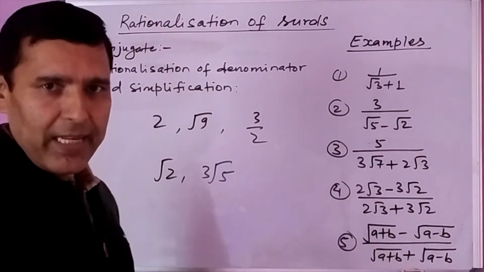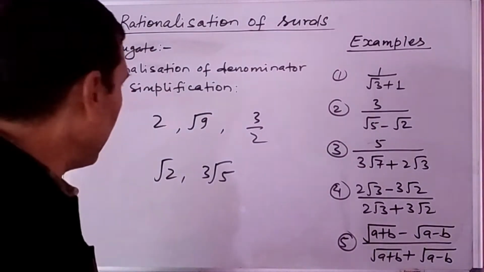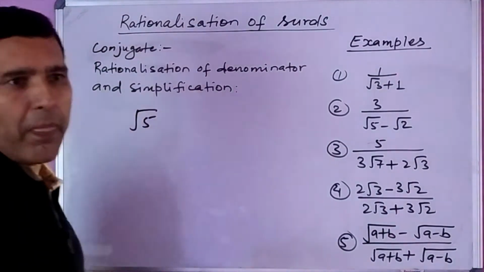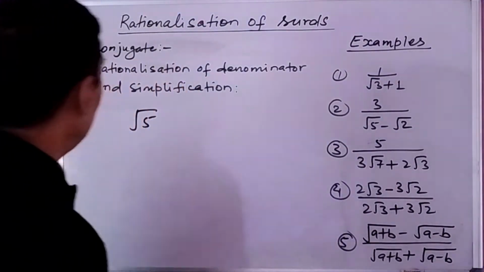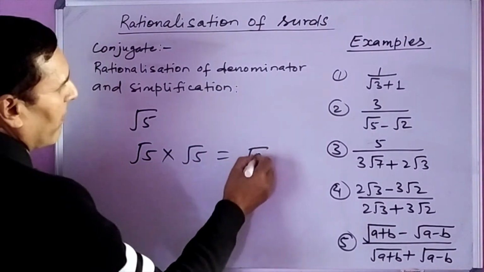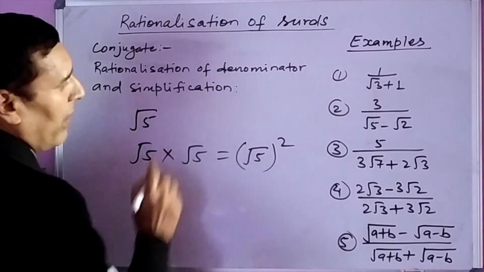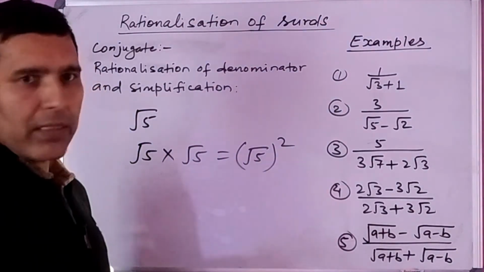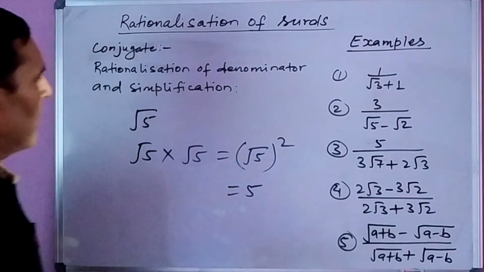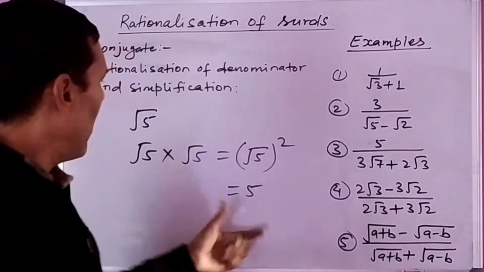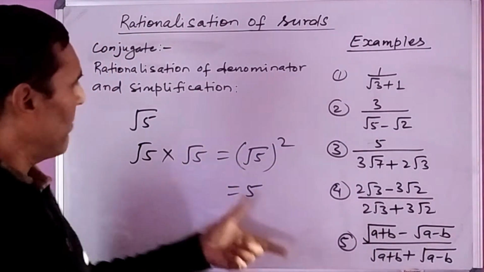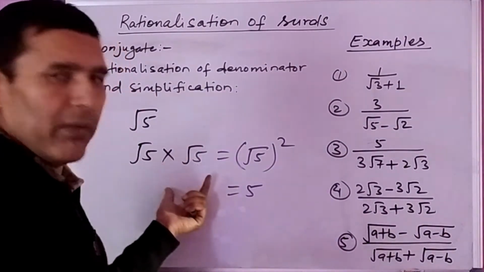How can we change surds into rational numbers? Look here, root 5 is a surd. If you multiply this root 5 by another root 5, it becomes root 5 whole square. As the order of the surd is 2 and it has the square, the 2 and 2 will be cancelled, so it gives 5. So one very simple way to convert this type of simple surd into a rational number is multiplying by itself if it is the square root.